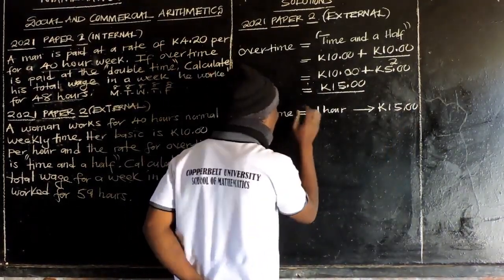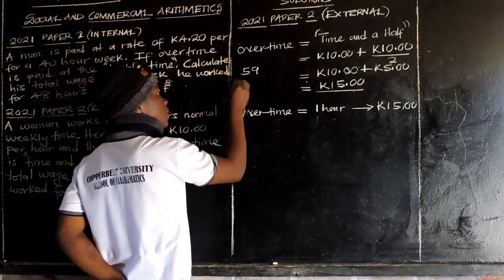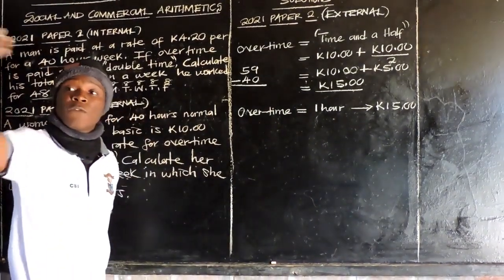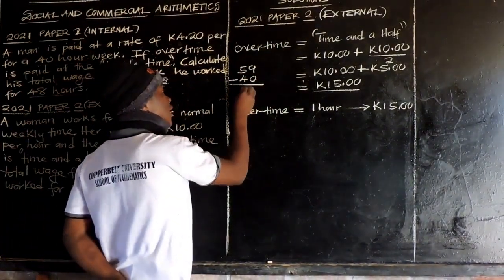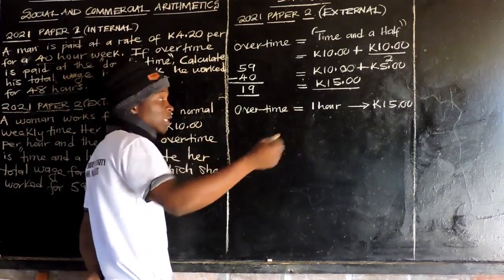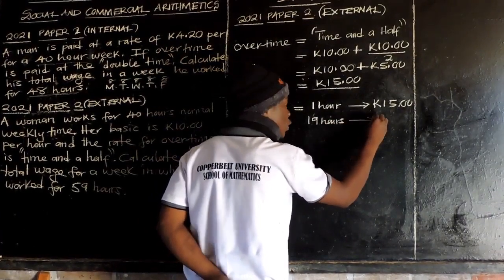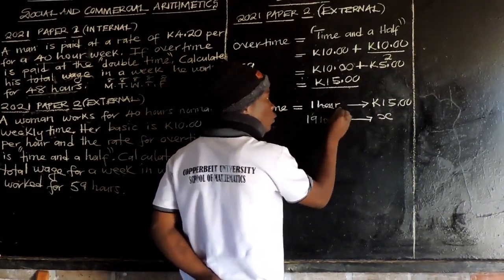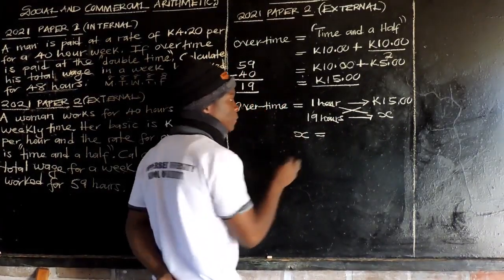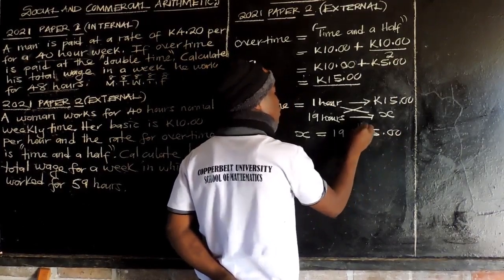Yes. Now, how many hours did she work as overtime? So you just say 59 minus 40, because this 40 was the normal, but she worked for 59 hours. So 59 minus 40 you get 19. So for this 19, we are going to find the amount given for 19 hours overtime. Are we together, guys? Yes. So 19 hours is equal to how much? Is equal to x. We are going to cross multiply: 1 times x. X is equal to 19 multiplied by 15 kwacha.